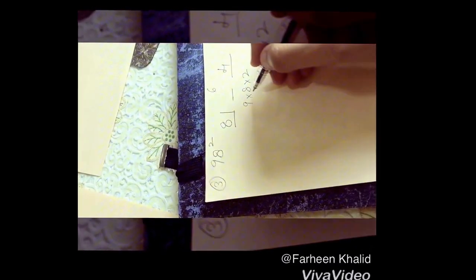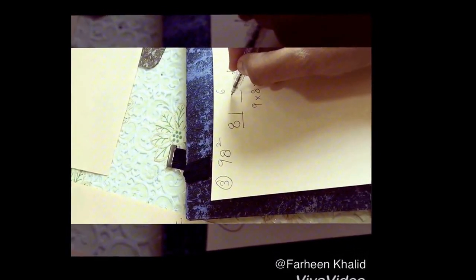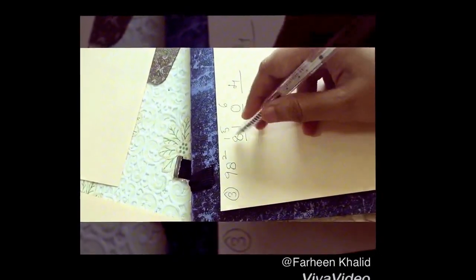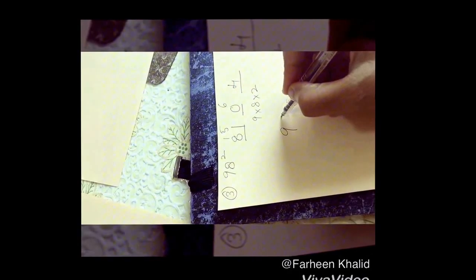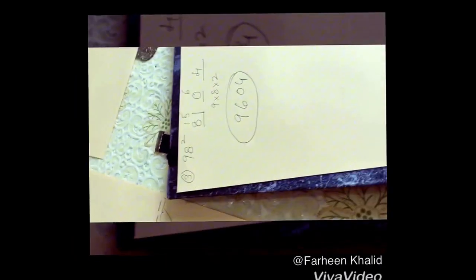So 9 times 8 is 72, times 2 is 144. So 144 plus 6 is 150. So you have a 0 here and you carry the 1 and the 5 here, which makes your answer 8 plus 1, 9, 5 plus 1, 6, and 0 and 4. So 9604 is your answer.